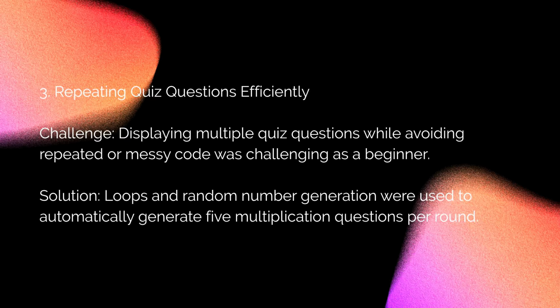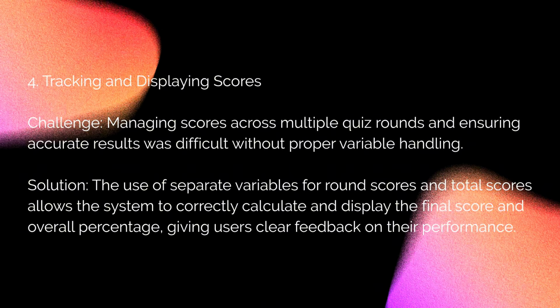Third, repeating quiz questions efficiently. The challenge: displaying multiple quiz questions while avoiding repeated or messy code was challenging as a beginner. Solution: loops and random number generation were used to automatically generate 5 multiplication questions per round. Fourth, tracking and displaying scores. Managing scores across multiple quiz rounds and ensuring accurate results was difficult without proper variable handling. The solution: the use of separate variables for round scores and total scores allows the system to correctly calculate and display the final score and overall percentage, giving users clear feedback on their performance.